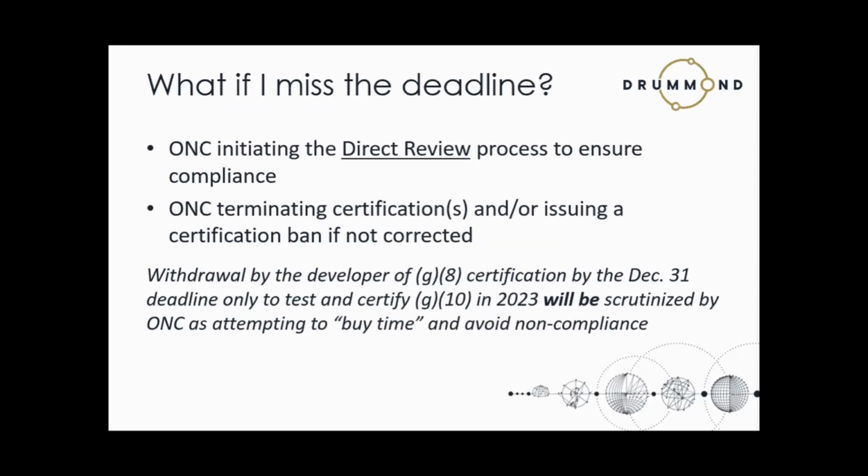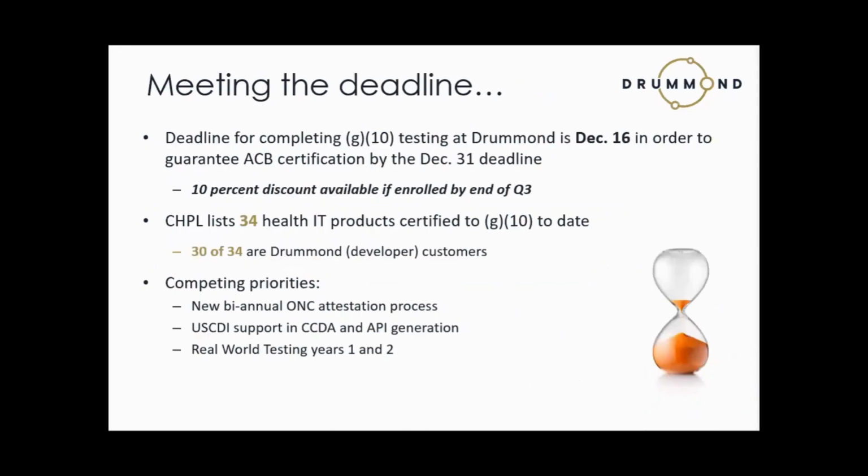It's also key that you understand from a development perspective that if you do withdraw your G8, don't certify to G10 and then come back in 2023, it certainly is allowed, but ONC has the right to scrutinize it a little bit more closely to make sure there wasn't any effort to buy time. And that's important. Again, I think most of our AEGIS customers are good actors, but it's important to note that ONC is very serious about ensuring these capabilities are available in the field.